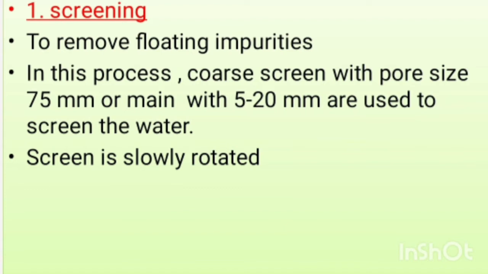The drinking water purification method starts with screening. Screening is done to remove the floating impurities from the water sample. In this process, coarse screens with pore size 75 mm or mesh with 5 to 20 mm are used to screen the water. Usually, the screen is slowly rotated to prevent overloading. So, screening can remove the floating impurities from the water.